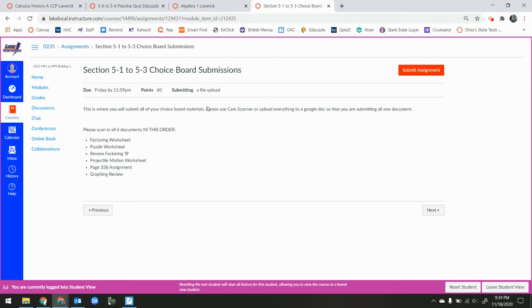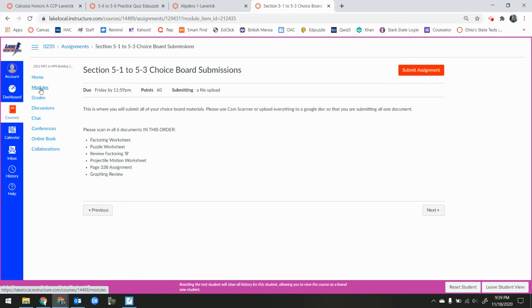Also, I'd like it as one document, not 6 separate images. So please either use CamScanner or the Notes app if you've got an iPhone and put it to your computer and put it in a Google Doc or whatever you need to do. I just want one thing. Don't send me 6 different JPEGs. Please send me one document, one PDF, however you'd like to submit it.